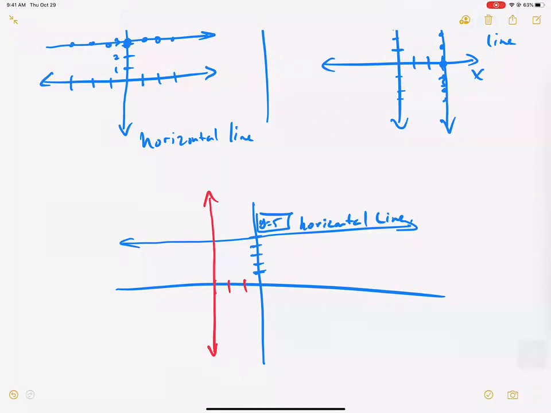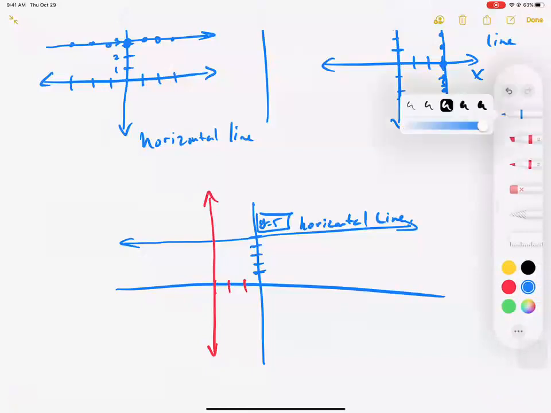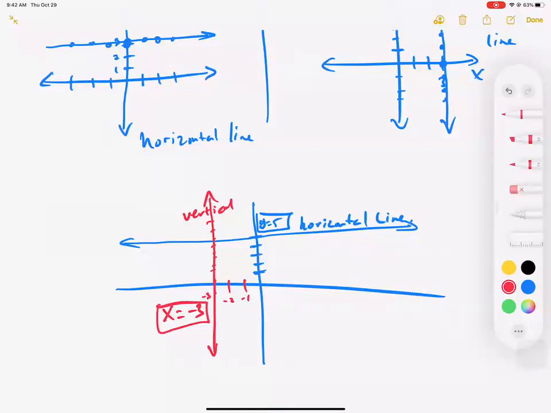Let's look at this red line now. Well, if blue's horizontal, then red is vertical. A vertical line. And what's the y value? Well, y could be anything you want, but the x has to be x is equal to negative 3. Negative 1, negative 2, negative 3. And this is our equation of a vertical line.